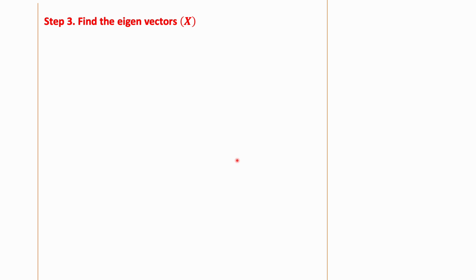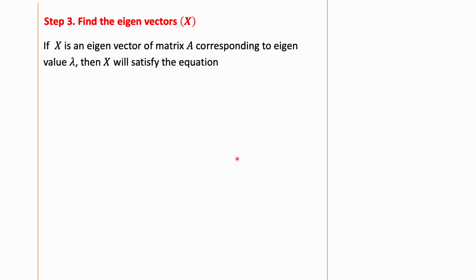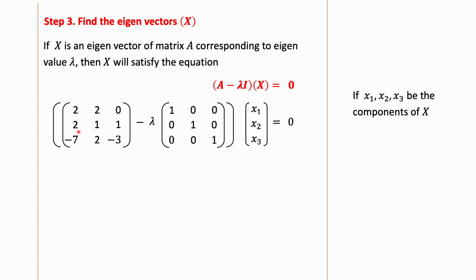Step 3, find the eigenvectors. We all know if X is an eigenvector of matrix A corresponding to eigenvalue lambda, then X will satisfy the equation A minus lambda I into X equal to 0, where X1, X2, X3 are the components of X. Here this is matrix A, minus lambda into I into X equal to 0. Here this matrix I is the identity matrix whose diagonal elements are 1 and the remaining elements are 0. You can see that this is a 3 by 3 matrix because the given matrix A is 3 by 3. Therefore, take I of 3 by 3 order, right?